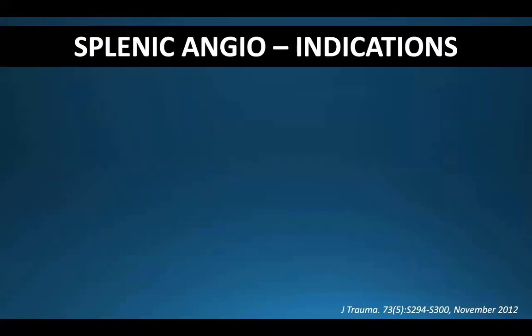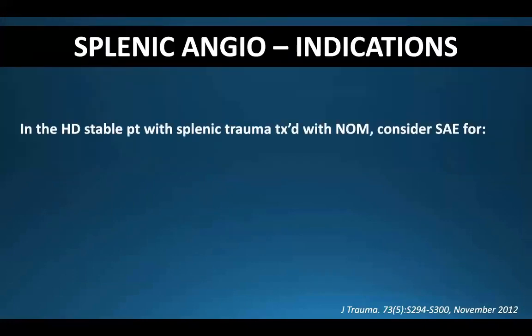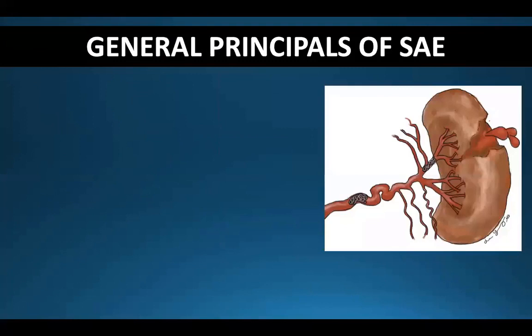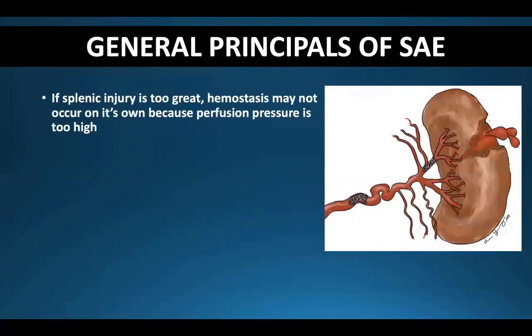So let's talk a little bit more about splenic embolization. Indications: in the hemodynamically stable patient with splenic trauma treated with non-operative management, you should consider splenic artery embolization for AAST grades 3 to 5, active extravasation on CT, moderate hemoperitoneum, or clinical evidence of ongoing bleeding. Some general principles of splenic artery embolization.